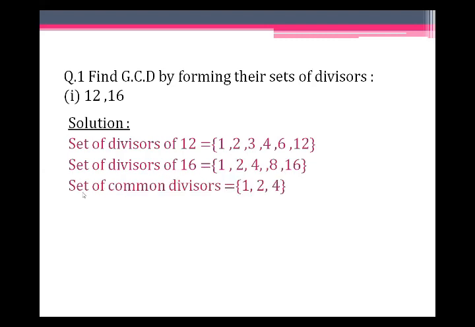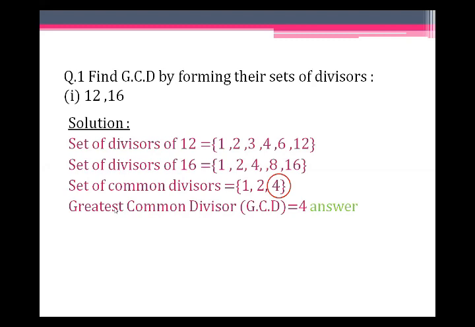Now students, here we find the set of common divisors. Common divisors means the numbers which are common in both sets. So 1 is common in both sets. 2 is common in both sets. As you see, 4 is common in both sets. So they are the set of common divisors. Now students, in this set of divisors, 4 is the greatest. So we write it as greatest common divisor GCD is equal to 4. Now here is our answer because we find the GCD by forming their set of divisors.